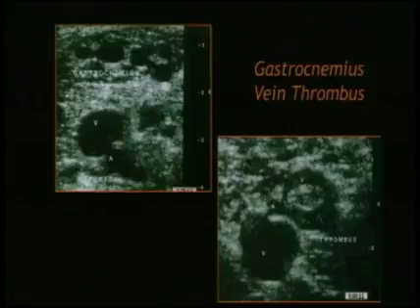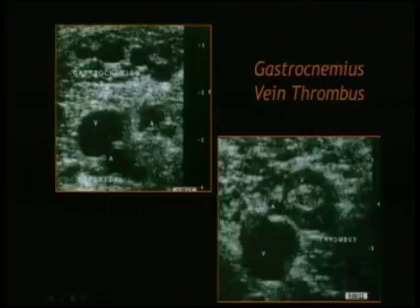Here's an example of a patient who presented with a little bit of calf pain where the popliteal vein was patent, but in fact this patient had an occluded gastrocnemius vein. Here we see the paired gastrocs. Here's one vessel. This is the other. Here's the accompanying artery. And again, these are important vessels to evaluate.